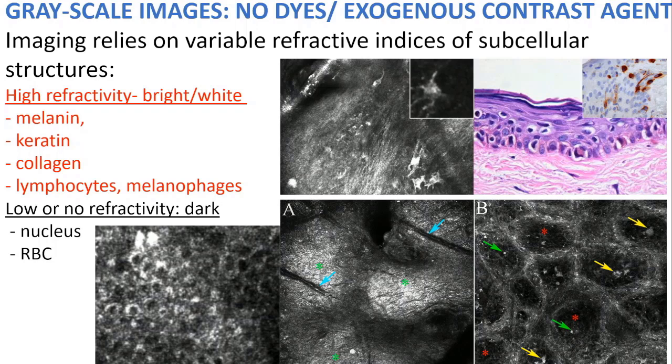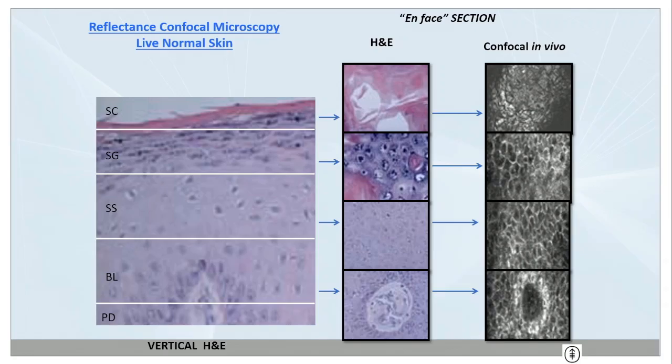But the high refractivity structures look bright and white. These are melanin, keratin, collagen, and then melanophages and lymphocytes. And those with low or limited refractivity appear dark, so the nucleus and red blood cells. And we could image all the layers of the skin from the stratum corneum to the papillary dermis, but really the depth of imaging is the limiting factor. So anything more than about 200 microns, depending on how thick the skin is in that area.